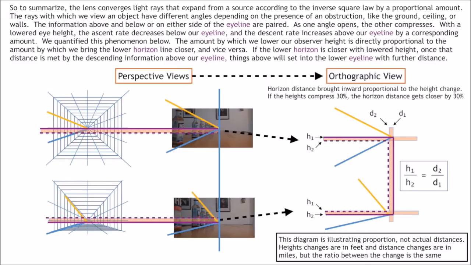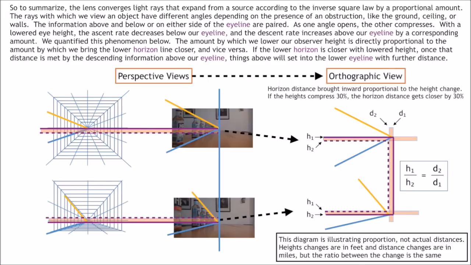We quantify this phenomenon below. The amount by which we lower our observer height is directly proportional to the amount by which we bring the lower horizon line in closer, and vice versa. If the lower horizon is closer with a lowered height, once that distance is met by the descending information above our eye line, things above will set into the lower eye line with further distance.